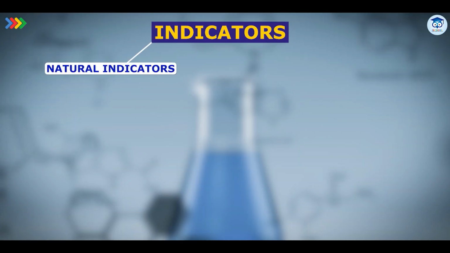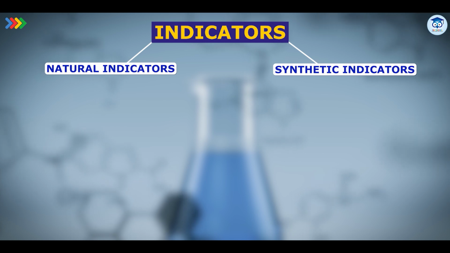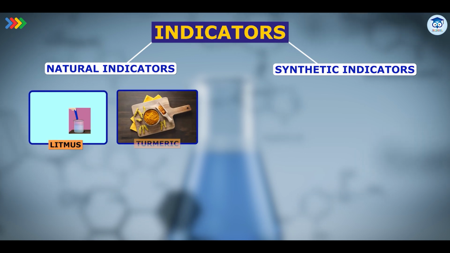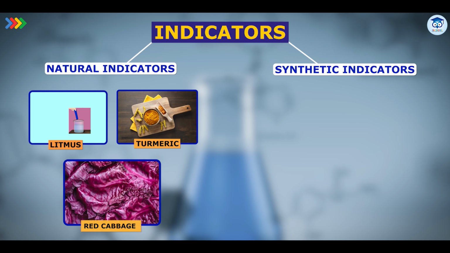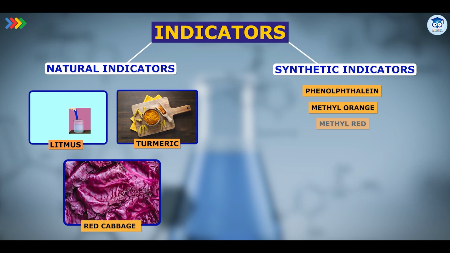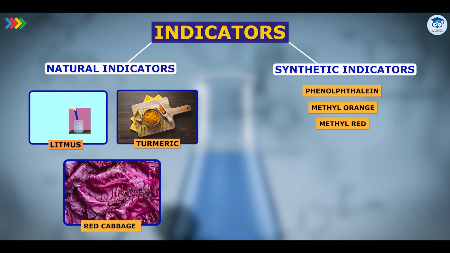So, we can have indicators. It could be natural, it could be synthetic. Natural indicators can be litmus, turmeric or red cabbage. And synthetic indicators could be phenolphthalein, methyl orange, methyl red. Now, how do they indicate to us whether the substance is acid or a base? Well, they show us a change in their color. So, they will show us different colors in different substances. So, this is how indicators help us to identify.